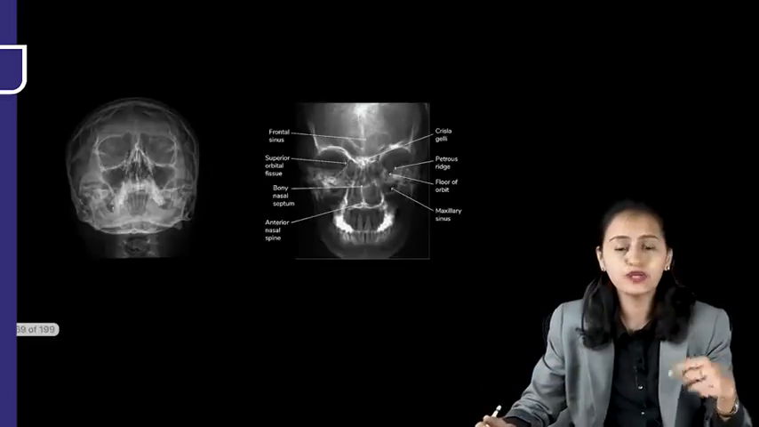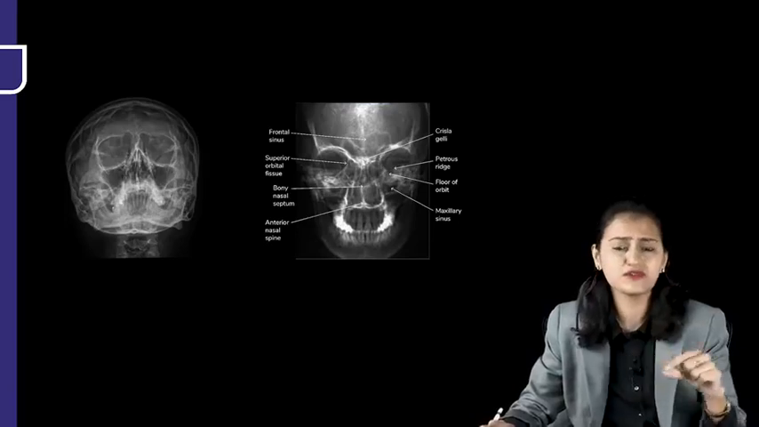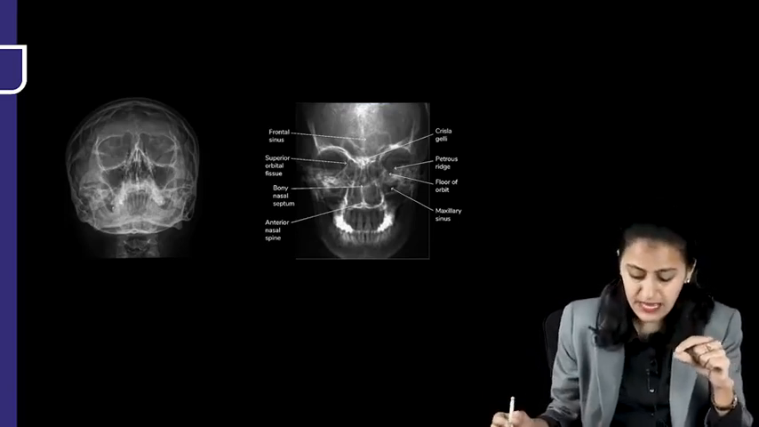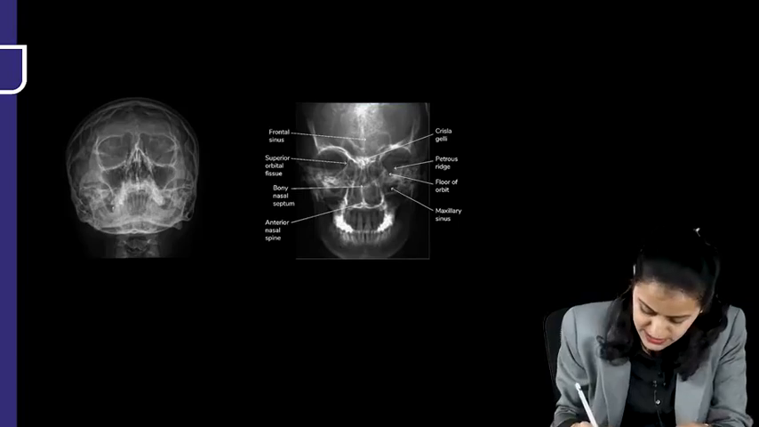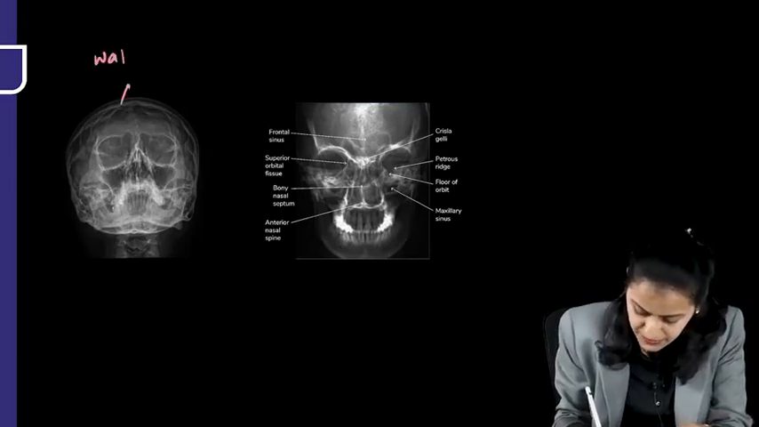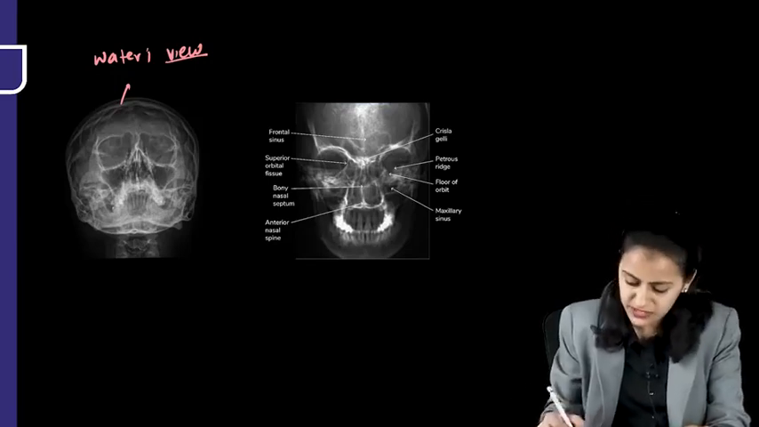So first one, what do we have here? The X-ray views for the paranasal sinuses. And what is the first image showing? This X-ray view. What is this X-ray view? This is the Waters view. This is Waters view. Why do I call it Waters view?